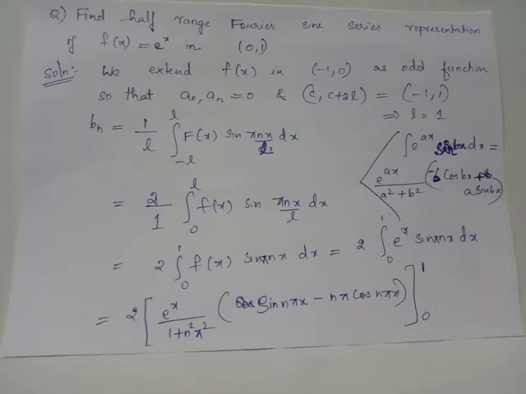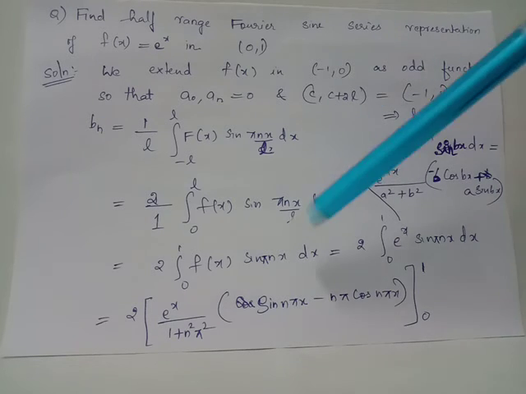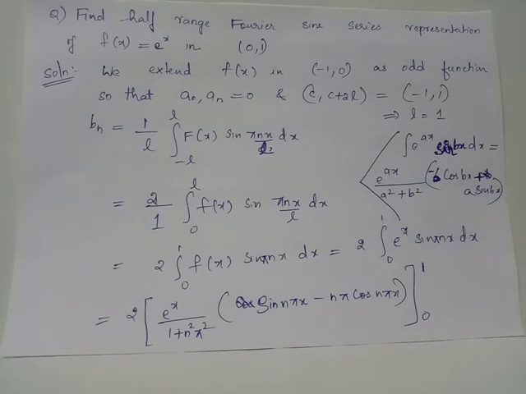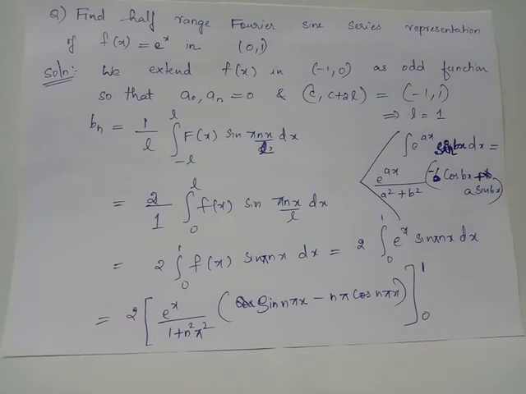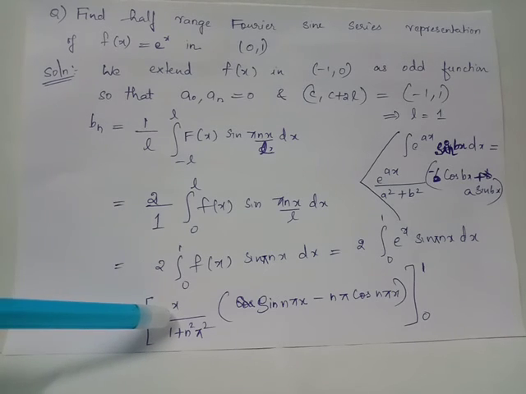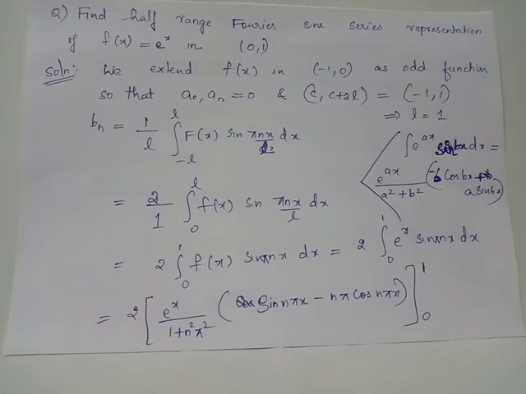In either of the cases, whether we give the upper or lower limit, the sine function will become 0. When we give x equals 1, here we will get minus n pi multiplied by cos n pi, where cos n pi equals -1 the whole raised to n. When we give x equals 0, this term will become minus n pi multiplied by cos 0, where cos 0 equals 1. Simultaneously, for x equals 1, e raised to x becomes e raised to 1, which is e, and for x equals 0, e raised to 0 equals 1.